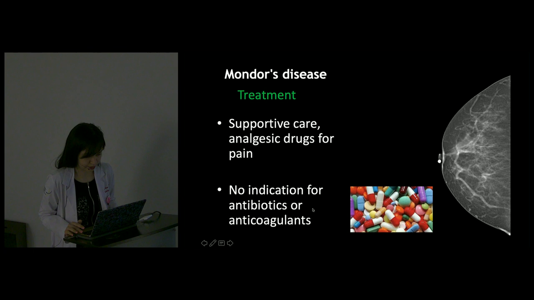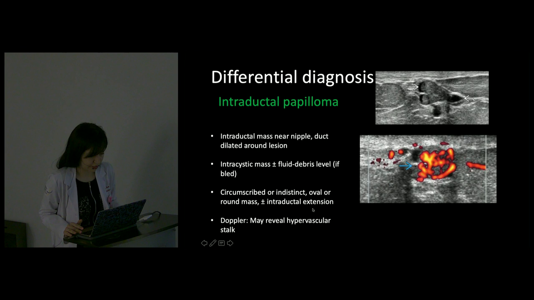The differential diagnosis with this pathology includes intraductal papilloma. We can see an intraductal mass near the nipple, a round lesion, an intracystic mass with fluid debris level, and a circumscribed or indistinct oval mass. In the Doppler color, it may reveal a hypervascular stalk.